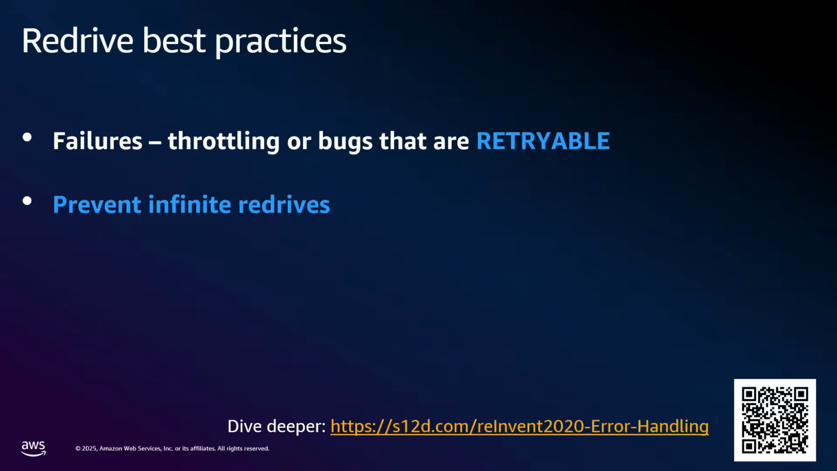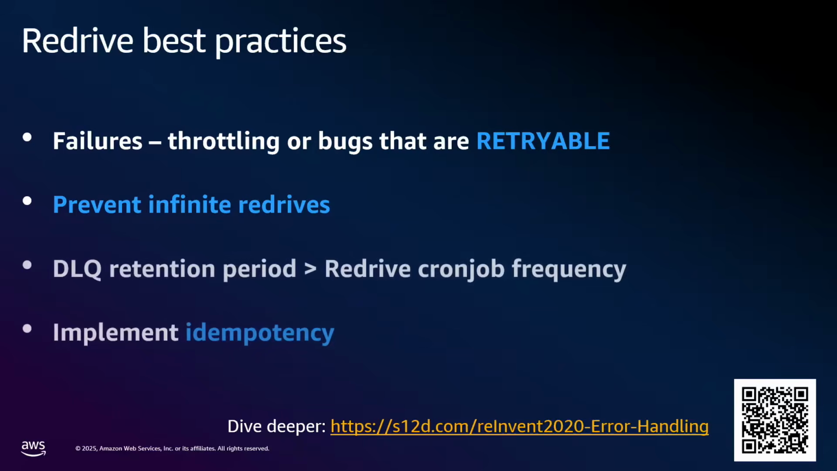However, this is good for retryable errors, things like throttling errors. But there's also the risk that you can get stuck in an infinite loop where things keep going back to the DLQ, going back to the main queue, and back to the DLQ again. So you want to be conscious of the errors that you handle so that you only let the messages that can be retried go into the DLQ in the first place. Also, to avoid data loss, make sure that your DLQ's retention period is longer than the frequency of your cron job so that you always get a chance to pick up those messages in the DLQ and reprocess them.